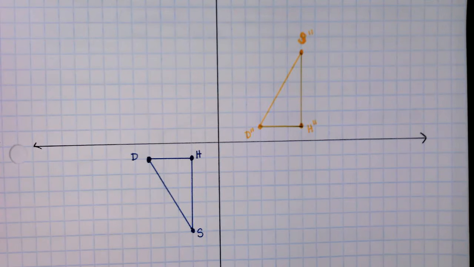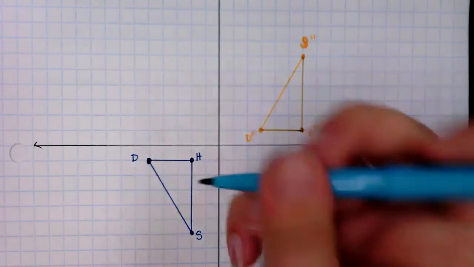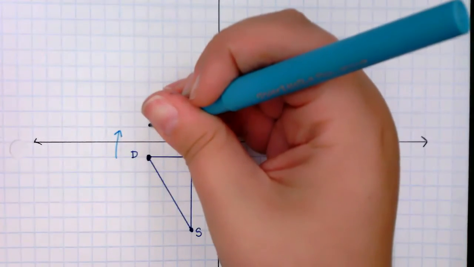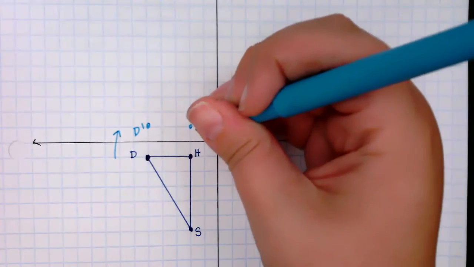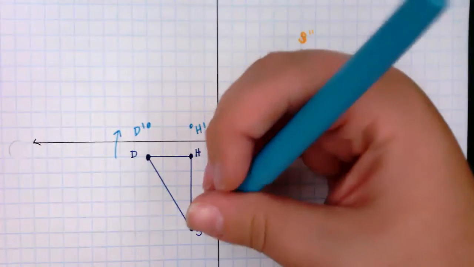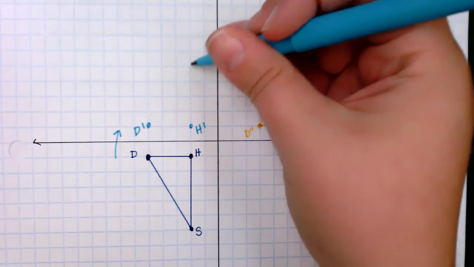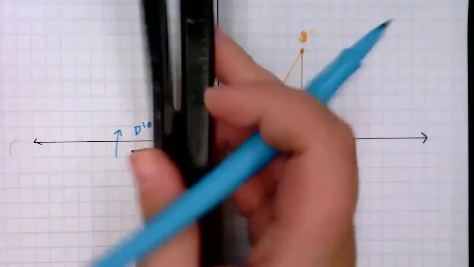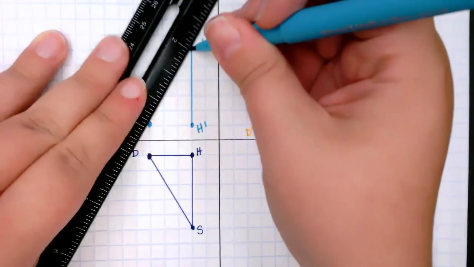So the first thing that I might do is reflect DHS over the x-axis here. So I'm going to start by reflecting up. D will go right here, we did D prime, H reflects up here, and S goes 1, 2, 3, 4, 5, 6, S prime. And so there's that first one, it's our reflection, and we get the D prime, H prime, S prime.